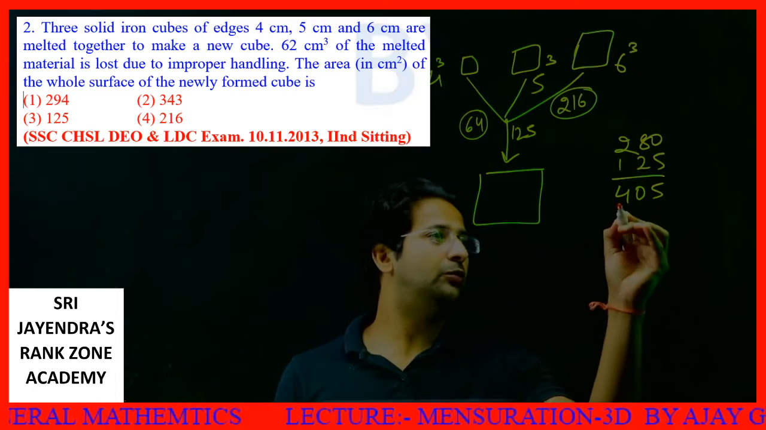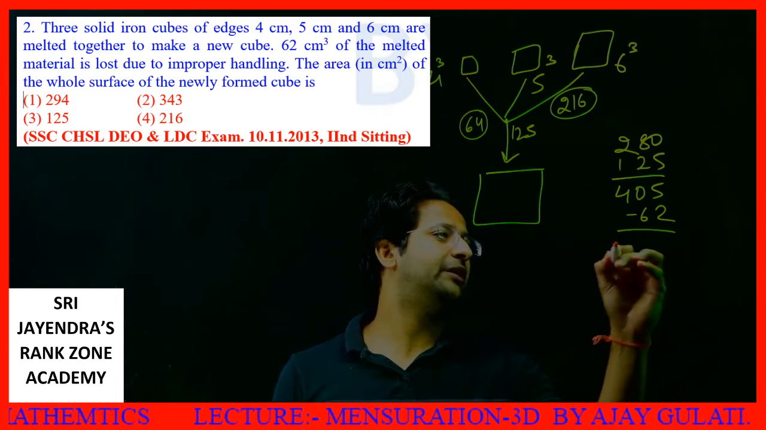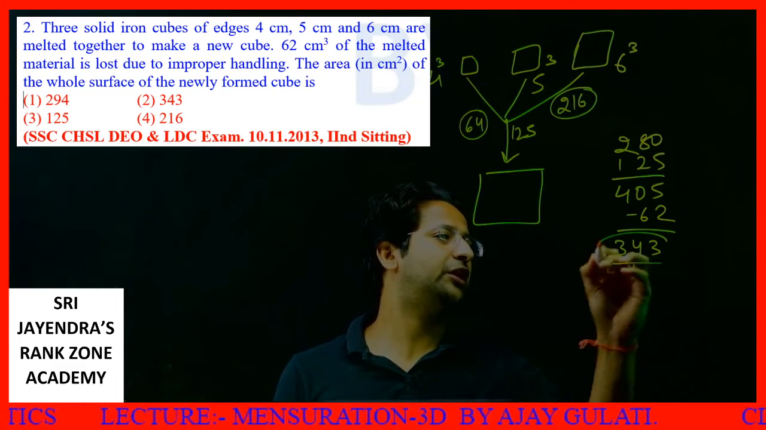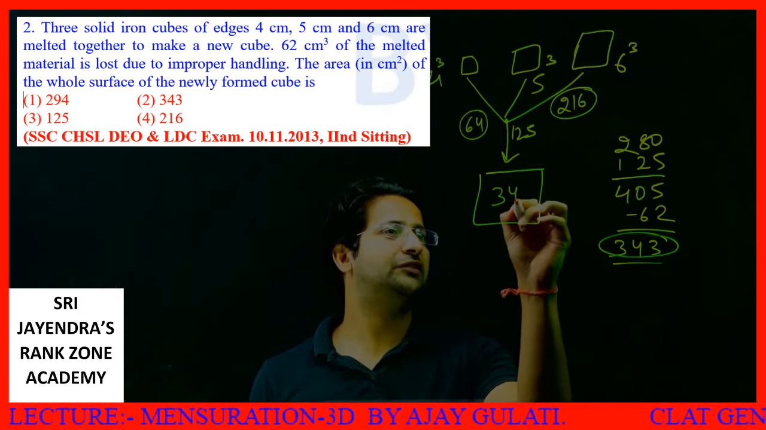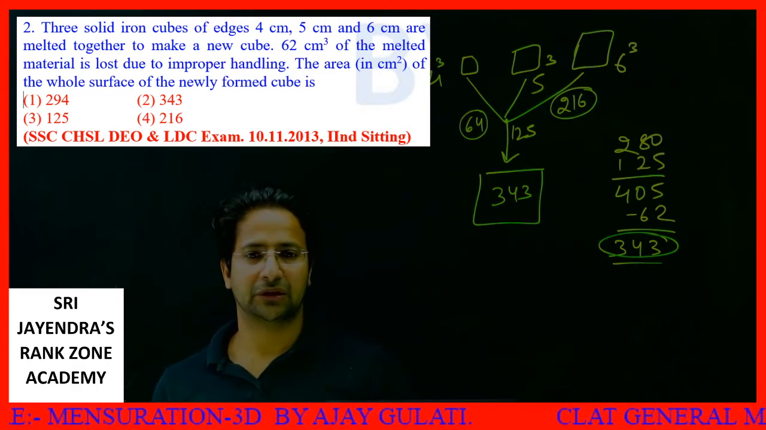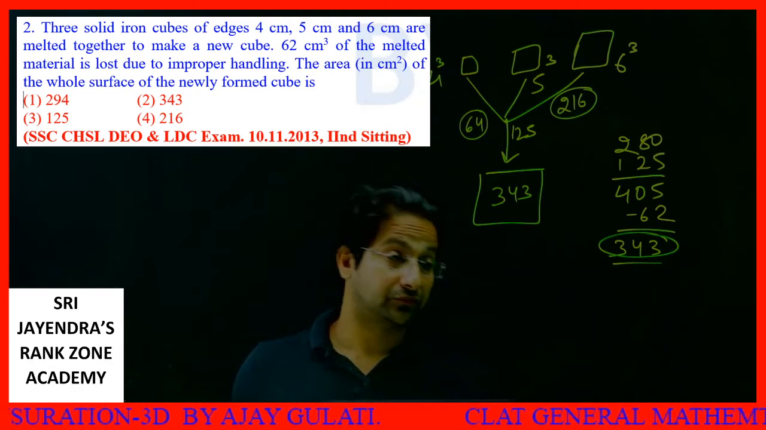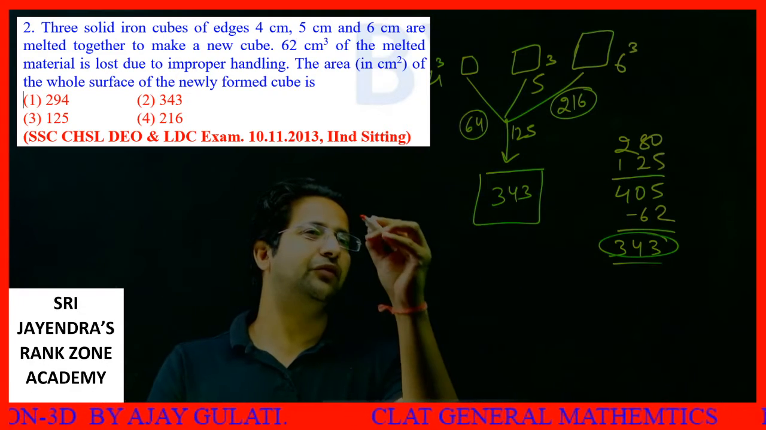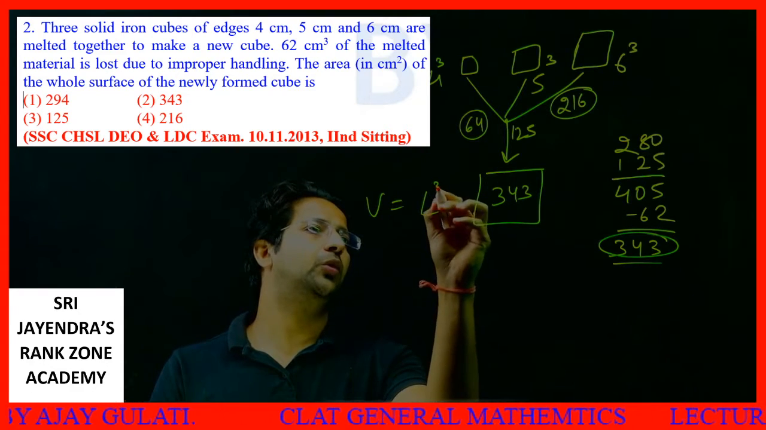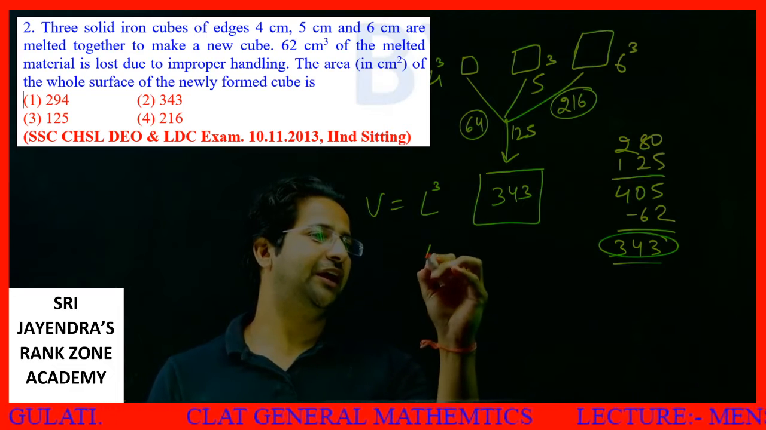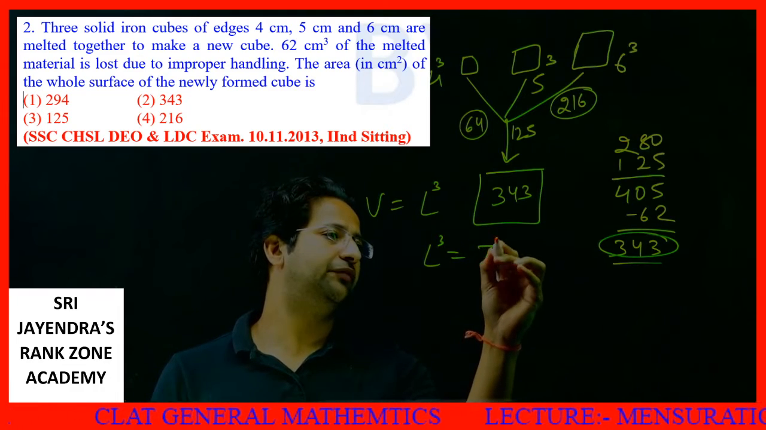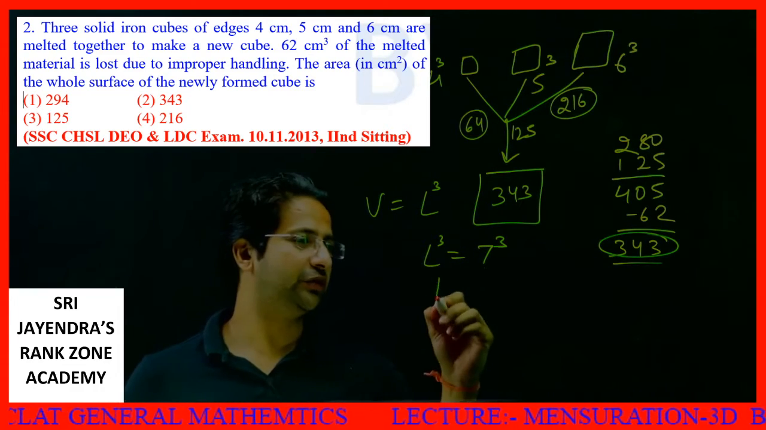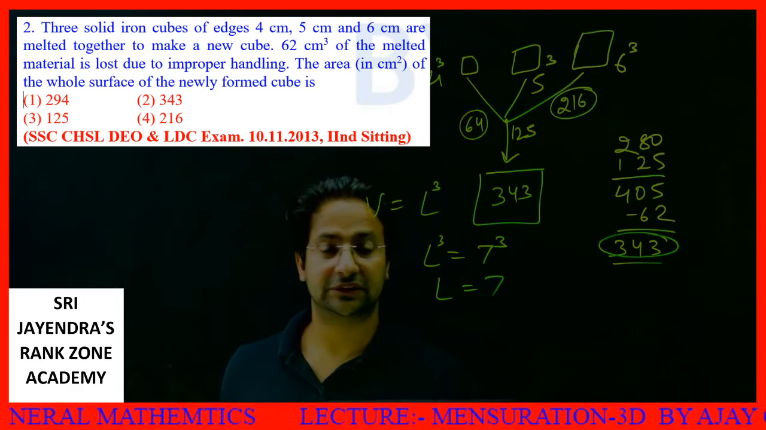Now 62 centimeters cube wasted. This is the total volume, and this is 62 wasted. So the new volume is 343. So the net volume of this last cube is 343. See, if the volume is 343, volume is equal to L cube. I can say L cube is equal to 343, or 7 cube. So that way L is equal to 7.